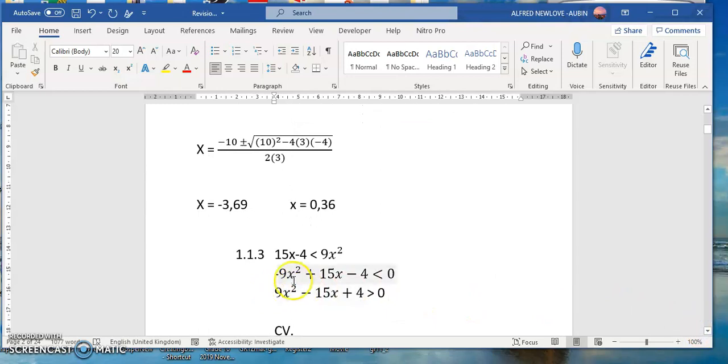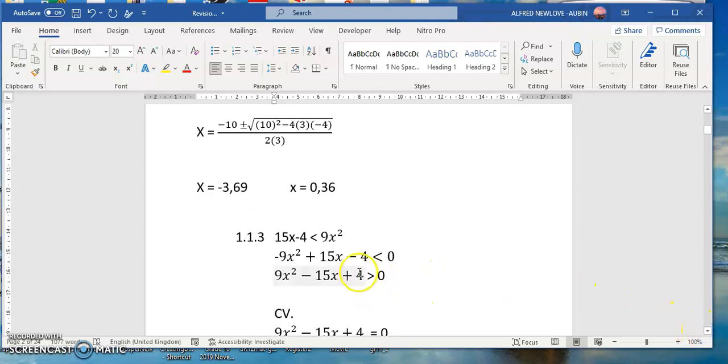Then when we are dealing with inequality, make sure your a is positive. So if we divide both sides by a negative number, you are going to have plus 9, this is going to be minus 15, and this is going to be plus 4, and the sign is going to change. It's less than, so it's going to be greater than 0. So this is what we are going to use. We are no more going to use this one.